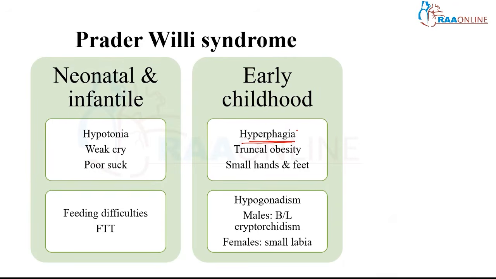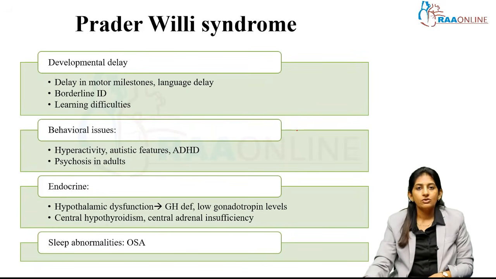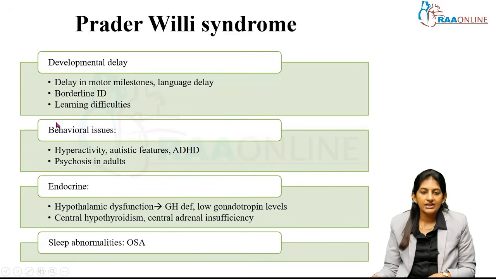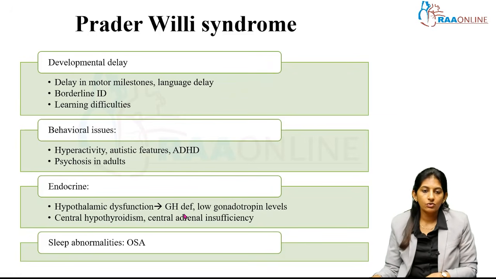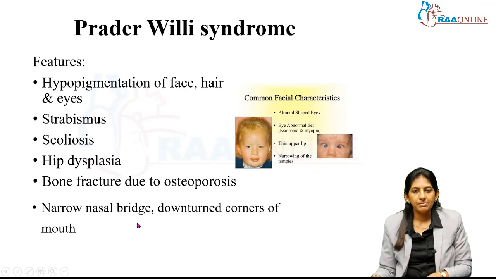So Prader Willi syndrome, I will show you how it progresses across various age groups. So typically these children have a developmental delay. So they have both motor delay and language delay. They have learning difficulties. They have behavioral issues. They have autistic features, ADHD. Even as adults, they can have psychosis. So we have to identify this developmental delay. Coming to endocrine abnormalities, they have growth hormone deficiency and gonadotropin levels are also low. They can also have central hypothyroidism. One more important feature in Prader Willi is this obstructive sleep apnea.